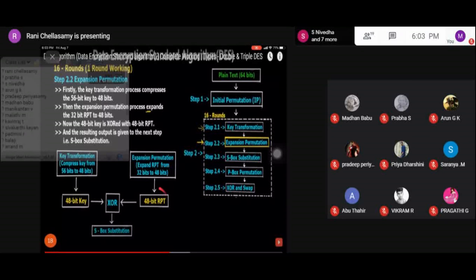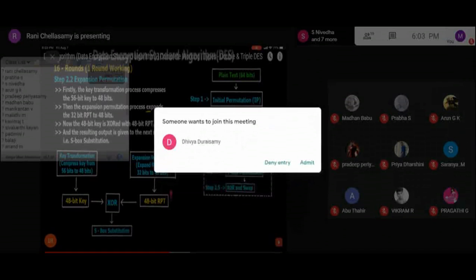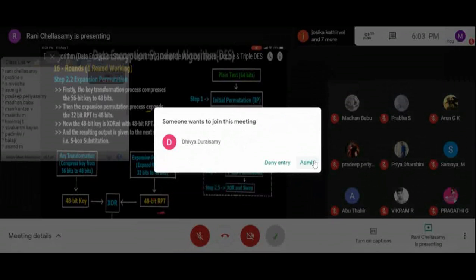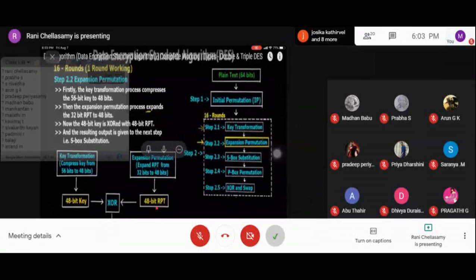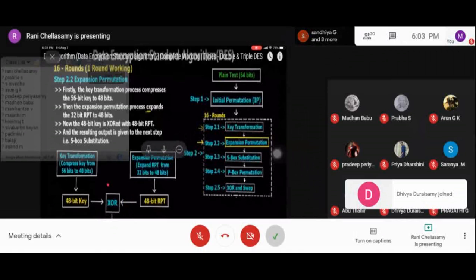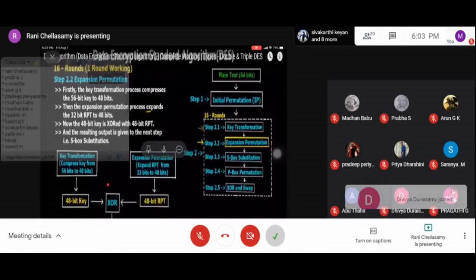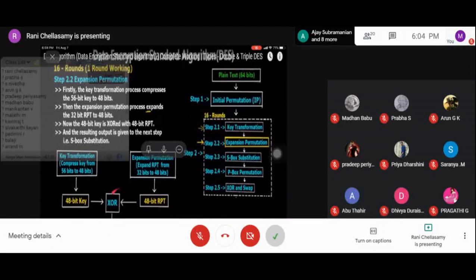So the 48-bit key and the 48-bit RPT are combined to perform an XOR operation. The output is fed as input to the S-box substitution, that is your step 2.3. So with these two results, you perform the XOR operation. The resulting output is given to the next step, that is S-box substitution. Fine. Let's move on to step 2.3, S-box substitution.